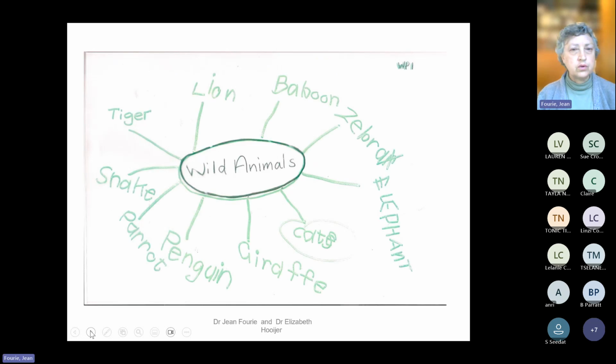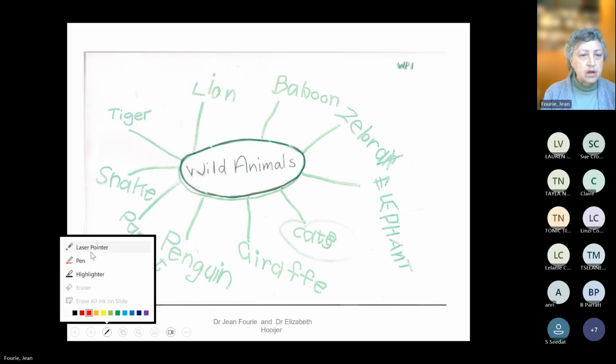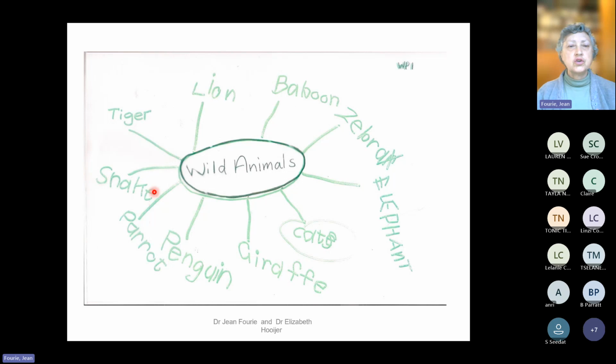Now I'm going to go through an example with you, and this is a session with a child, and the topic of the day was wild animals. The teacher wrote "wild animals" in the middle of an A4 piece of paper, and then with the child brainstormed: what wild animals do you know?